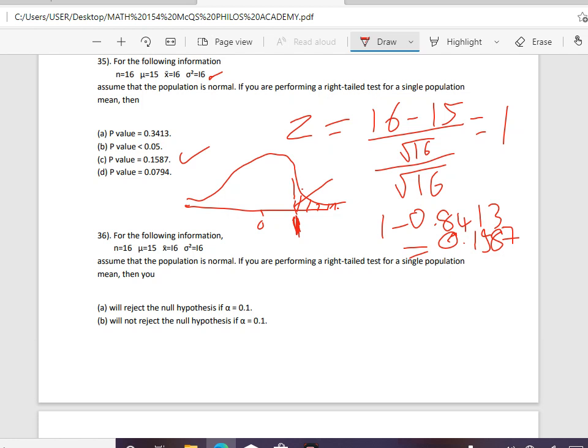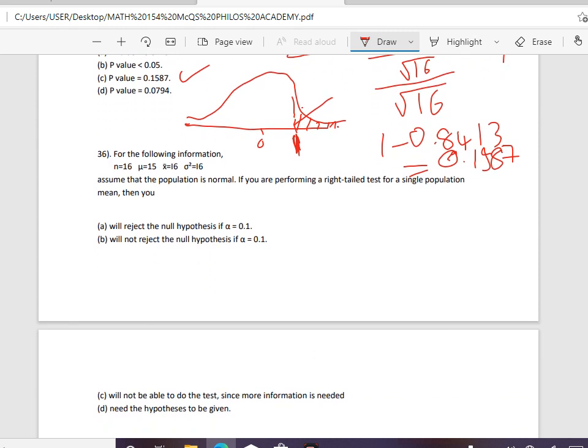So let's quickly come here. 36. We have been given the same data again. It says if you are performing a right tail test for a single population mean, then what will happen? A. We'll reject the null hypothesis if alpha is 0.01. Here, not to waste time, the answer is B. That's the only reasonable thing there. The reason being is that I'll use two things to prove it for you.